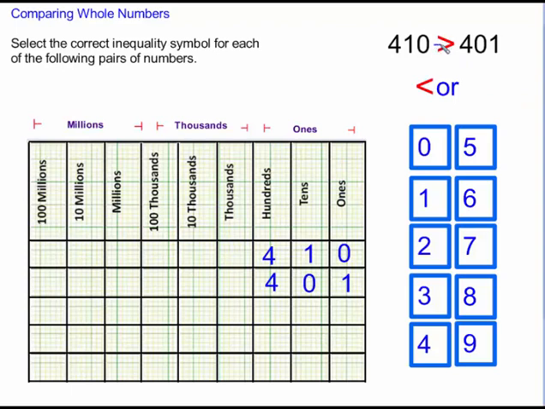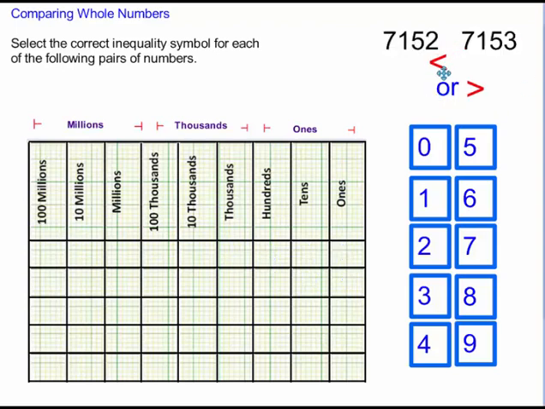Again, you can think of it as the arrow points to the smaller number, or you can think of it as this side of the symbol visually looks larger than this side of the symbol, so the number to the left is bigger than the number to the right. Let's do one more example. This time, which would be the correct symbol to put between the two numbers? A less than symbol or a greater than symbol?